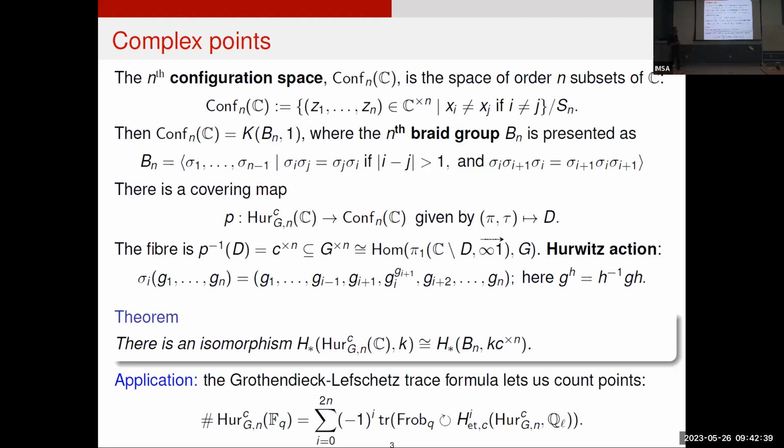What is L? L is not q. L is a prime other than p, where q is the power of p. So I'm looking at the cohomology with L-adic coefficients. Again, because Q_L is flat over the rationals, I can actually do this computation over just Q and base change up to Q_L, and then get the domain that the Frobenius is acting on.